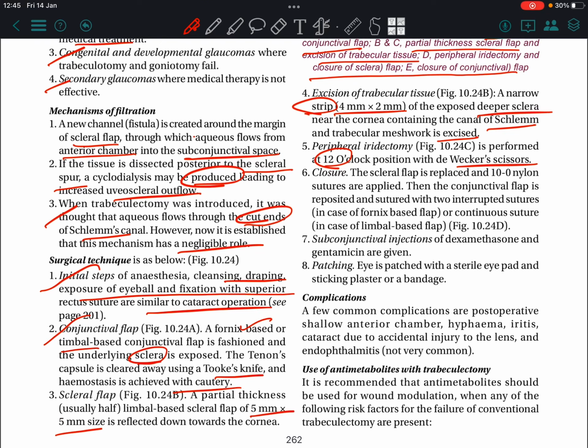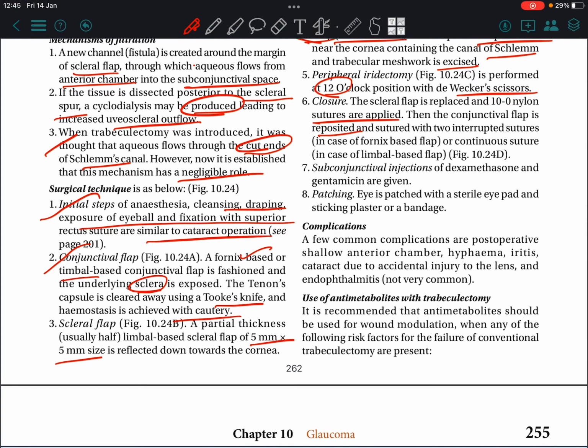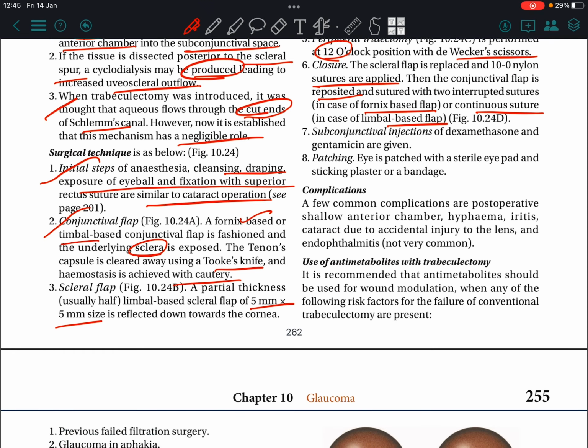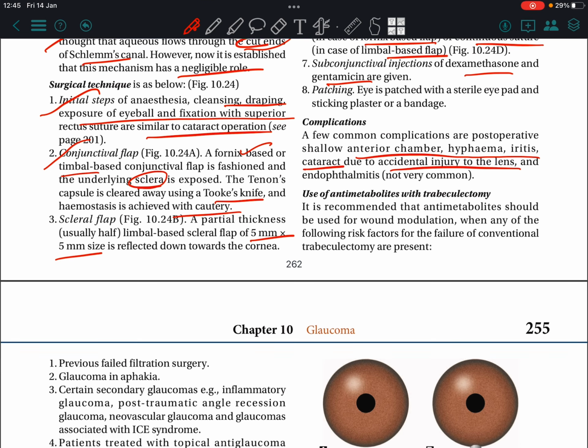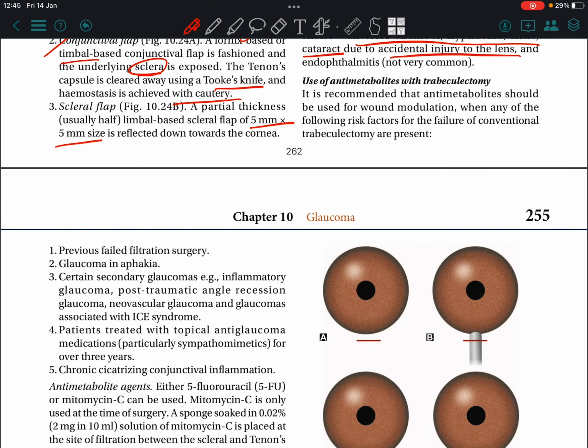Closure: the scleral flap is replaced and 10-0 nylon sutures are applied. Then the conjunctival flap is repositioned and sutured with 2 interrupted sutures in case of fornix based flap, or continuous suture in limbal based flap. Subconjunctival injections of dexamethasone and gentamicin are given. Patching is done. Complications: a few complications are shallow anterior chamber, hyphema, iritis, cataract due to accidental injury to the lens, and so on. Use of antimetabolites with trabeculectomy.